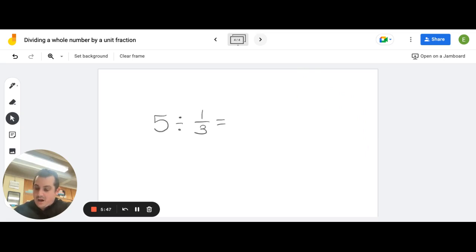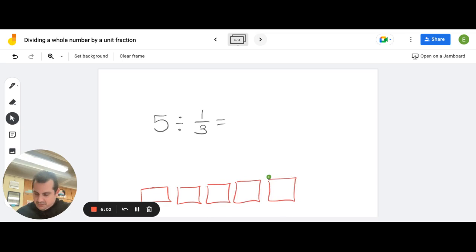Okay. So here we go. 5 divided by 1/3. Well, if I have 5 groups and I'm splitting them up into thirds, I could draw my 5 groups and split them up into thirds. Now there's 3 groups in here. Another 3 is 6. Another 3. Another 3. Should be 15. So 5 divided by 1/3 is 15.